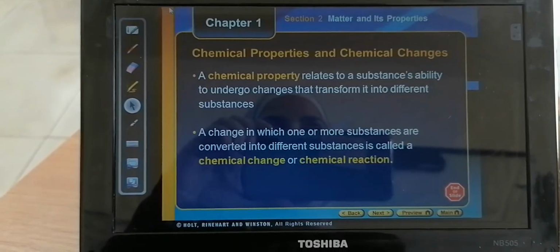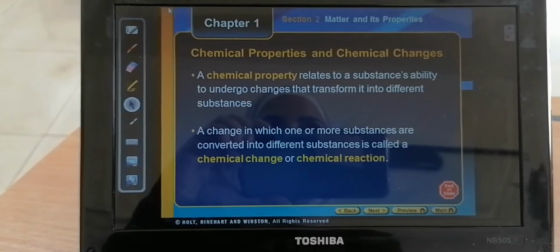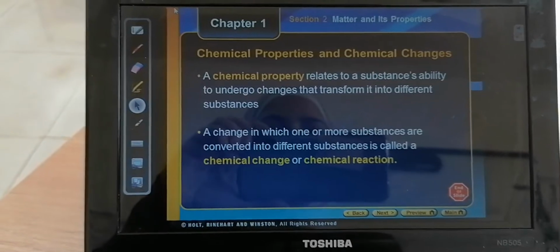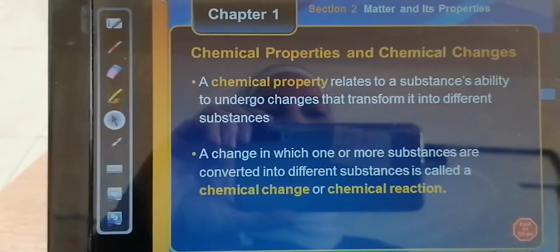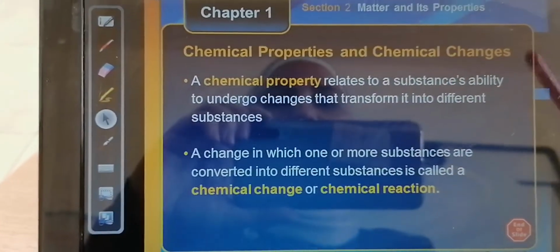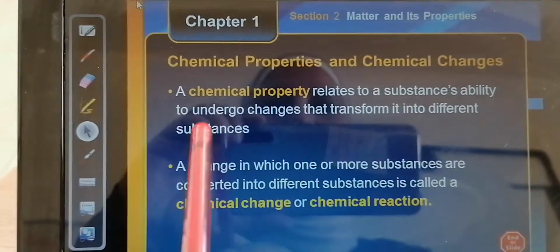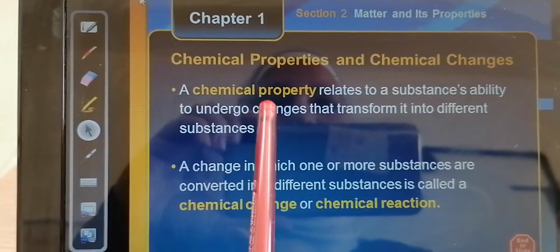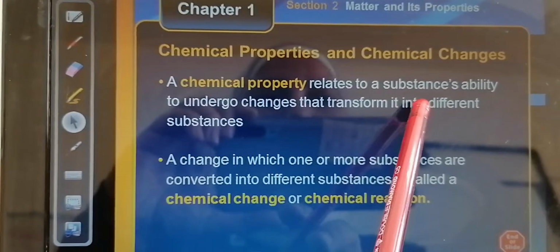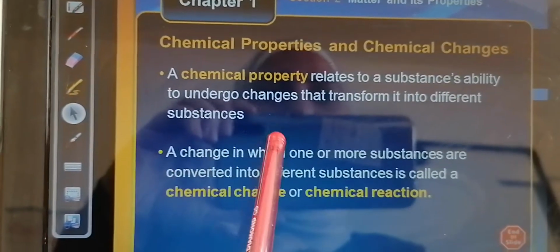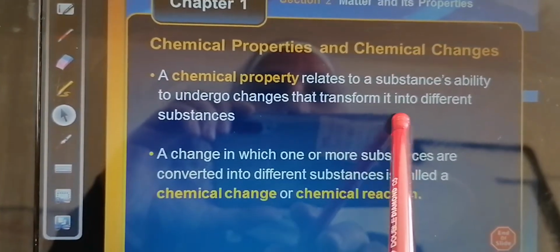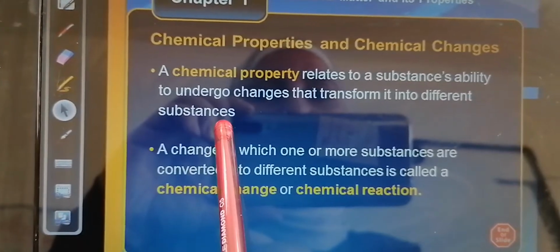Today we're going to discuss chapter 1, lesson 2, and we're going to talk about chemical properties and chemical changes. So as you can see from the definition of a chemical property, it relates a substance's ability to undergo changes that transform it into different substances.